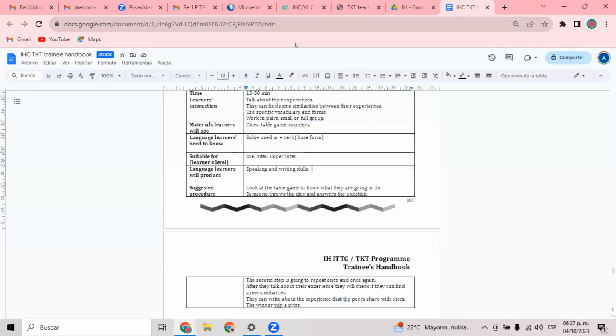Look at the table game to know what they are going to do. Someone throws the dice and answers the question. The second step is going to repeat it once and once again after they talk about their experiences. They will check if they can find some similarities. They can write about the experiences that the peers share with them. The winner wins the prize.